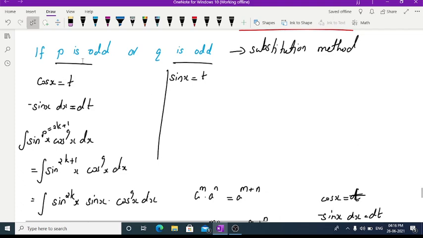Now, if p is odd or q is odd or both are odd, in that case we have to use the substitution method. Now, if p and q both are even, in that case we have to use the reduction formula. Next video, we discuss that one. So, one problem here.